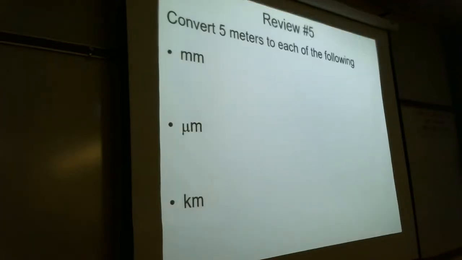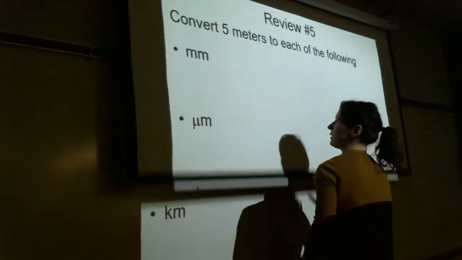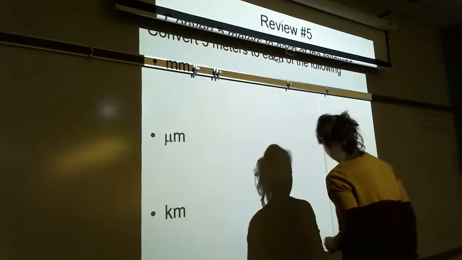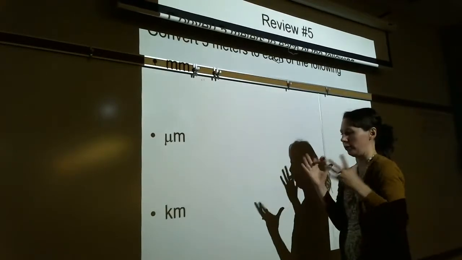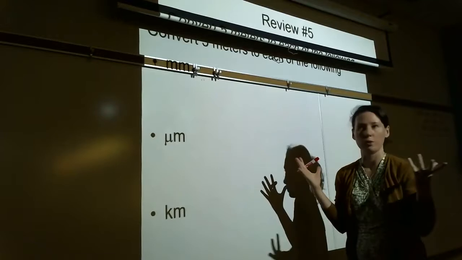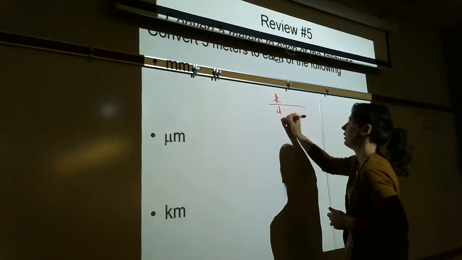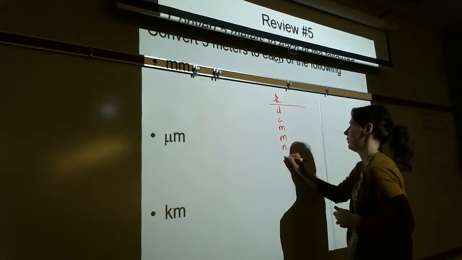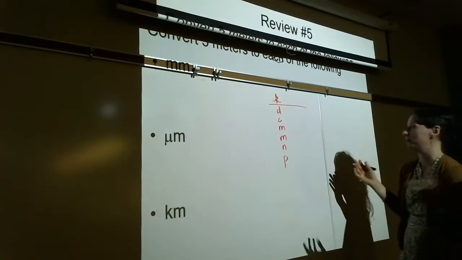Alrighty. Let's review our prefixes, because if you've forgotten them, it's time to relearn them. All right, so the prefix mnemonic I came up with this semester was kale, dinners, cost, me, money, and patience. That's what I came up with. You're welcome to come up with your own if you like something better.